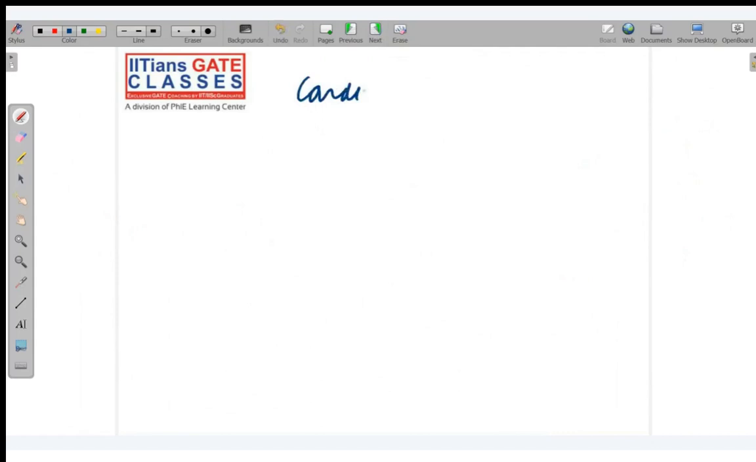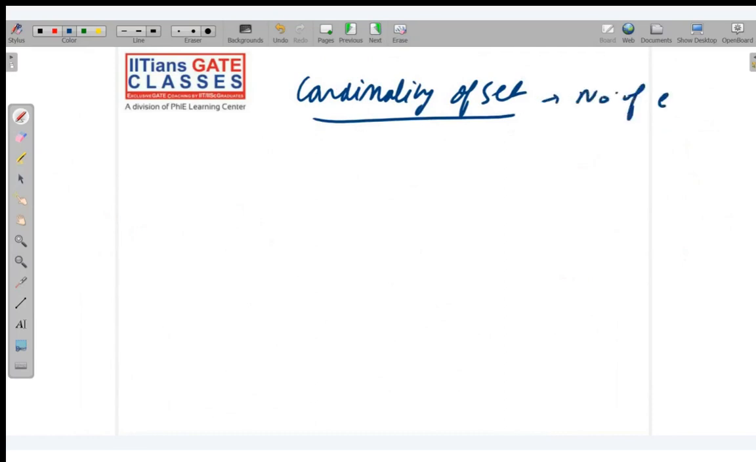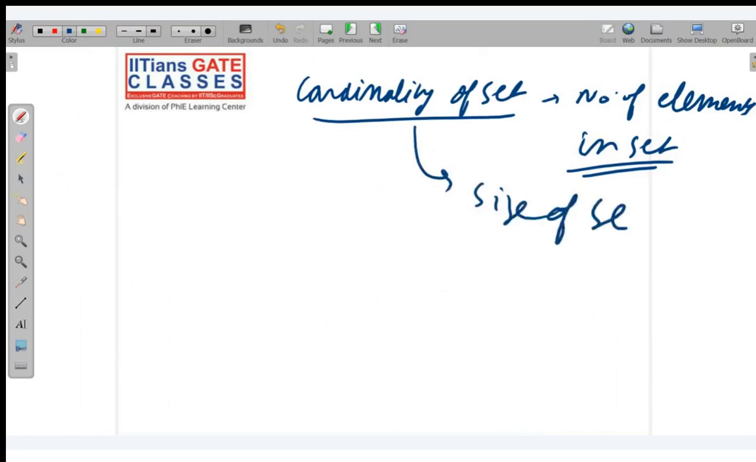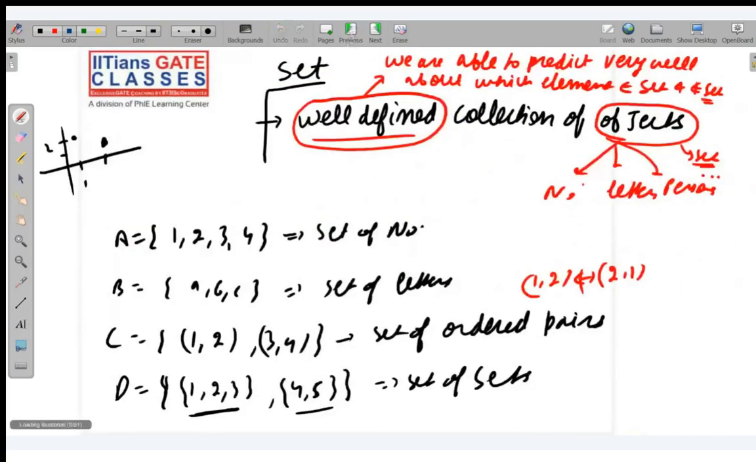Okay, cardinality of set. What is cardinality? Number of elements in the set, or you can think of that as the size of the set. Let me jump to the previous slide and I will tell you the cardinality of the sets which we have written. Here what will be the cardinality? 1, 2, 3, 4. Here cardinality will be 3. Here only 2 ordered pairs are there, cardinality is 2. Here only 2 sets are there, cardinality is 2.